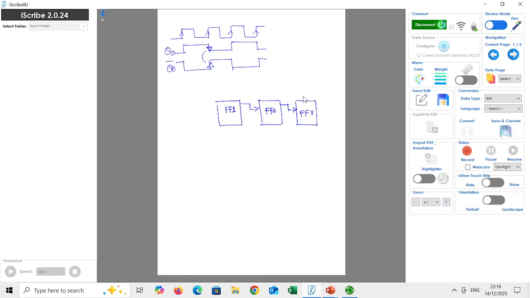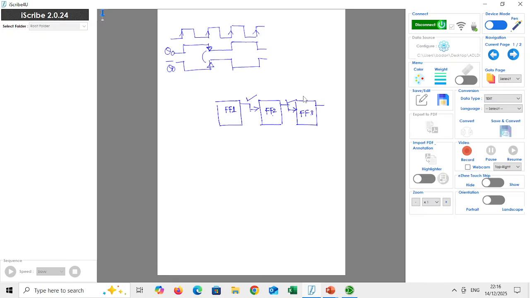Unless the output of the first flip-flop is produced, the second flip-flop cannot produce its output. The second flip-flop has to wait for the output of the first flip-flop to be generated. Similarly, unless the output of the second flip-flop is produced, the output for the third flip-flop cannot be produced.